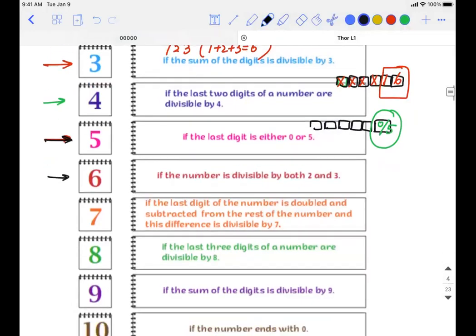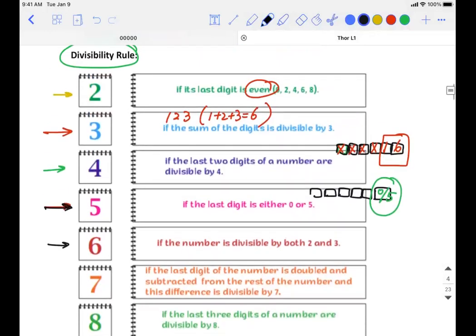What are the numbers that could be divisible by 6? A number divisible by 6 basically has to follow the first two rules. As long as it follows the rule for divisibility by 2, and it follows the rule for divisibility by 3, then automatically it is divisible by 6. So if the number is divisible by both 2 and 3: a number divisible by 2 means the last digit is even. A number divisible by 3 means the sum of all the digits is divisible by 3.